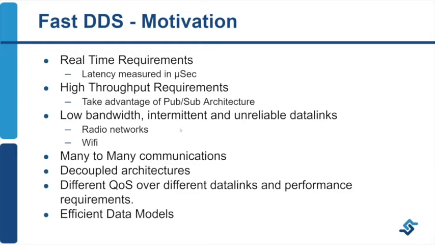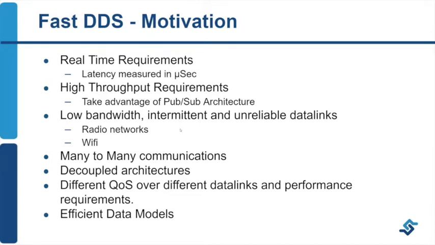Because you have out there thousands, literally, of options for middleware. Well, you have a middleware for every use case, I would say. When you need real-time requirements, that is, for example, latency measured in microseconds more than in milliseconds, or high throughput requirements. In this case, you take advantage of the publish subscribe architecture, because in the publish subscribe architecture, the publisher sends the data directly to the subscriber without intermediate brokers. So this is a lot faster in terms of throughput and latency.